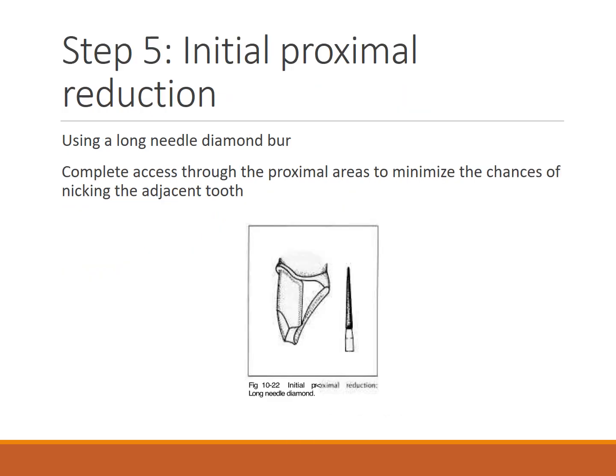Okay, so step 5 is the initial proximal reduction. You use a long needle and cut through both sides, leaving a very small margin, and then you can just nick it off with a probe. What this will help with is that it avoids nicking the adjacent teeth, guys. That's how you do it.